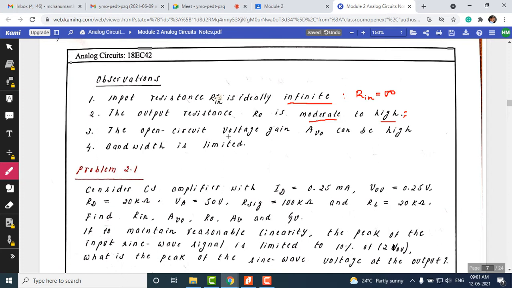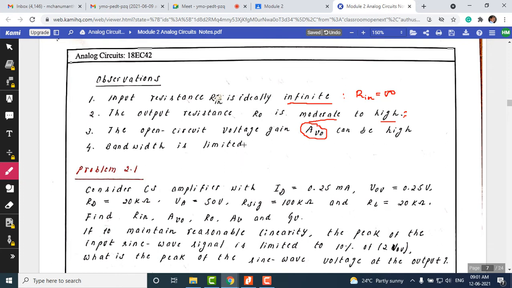The third one is the open circuit voltage gain Av naught that we already showed, with RL equal to infinity, which can be high. That's the advantage for us. Open circuit means a huge load is connected to this amplifier, and at that time the open circuit voltage gain is very high. So that's an advantage for us. And of course, the circuit is limited by the bandwidth.